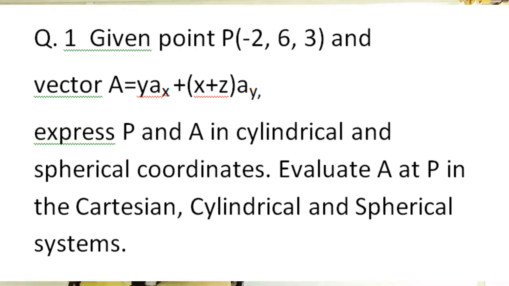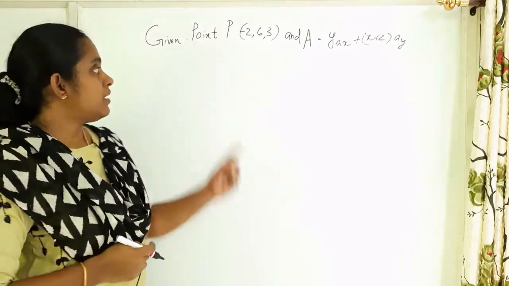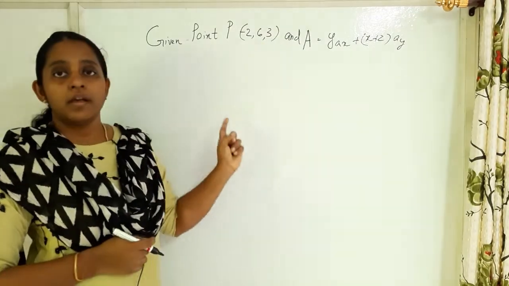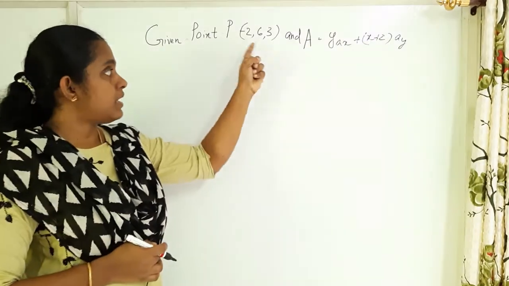Given point P (-2, 6, 3) and vector A = y ax + (x + z) ay, express P and A in cylindrical and spherical coordinates. Evaluate A at P in the Cartesian, cylindrical and spherical systems. Question: the given point is P at (-2, 6, 3).